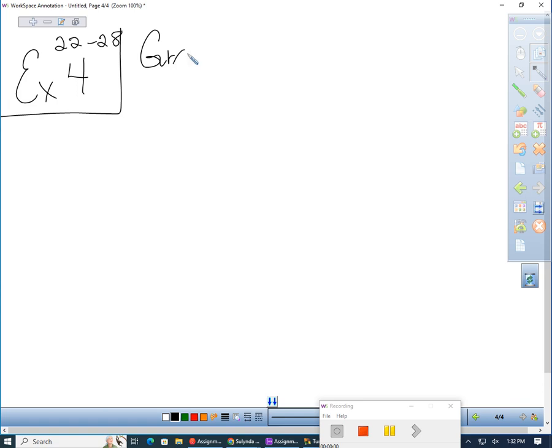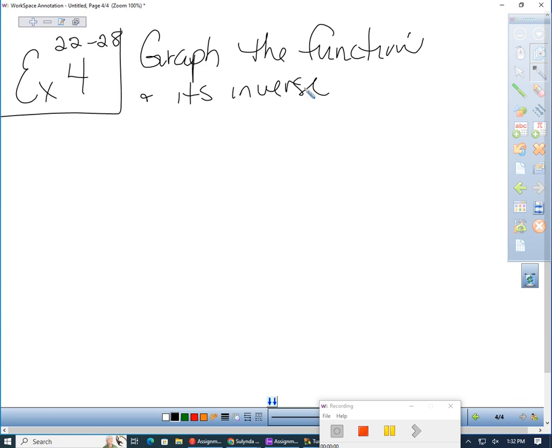Graph the function and its inverse. So I want to start with, let's go y equals 2x plus 3.